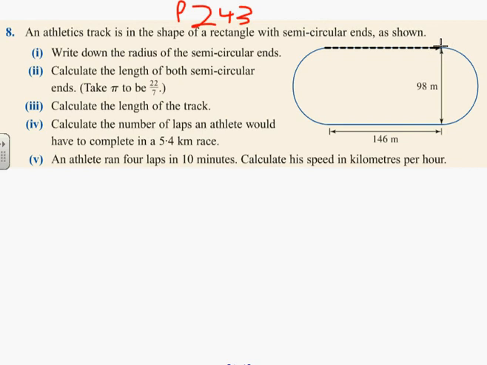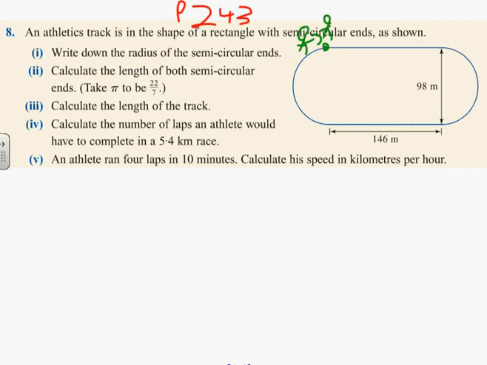Straight line. After the straight line, semicircular end. After the semicircular end, a straight line, and then after the second straight line, another semicircular end. Okay, so that's how you travel across it.